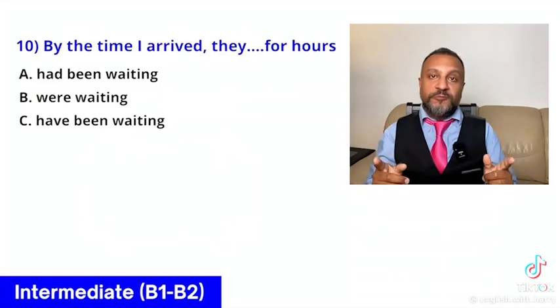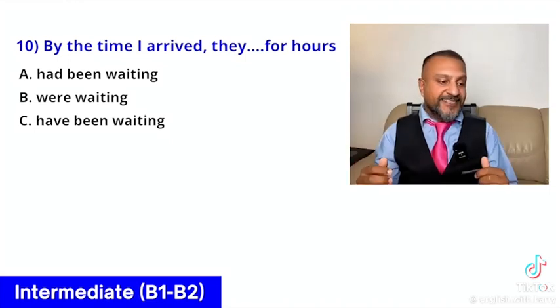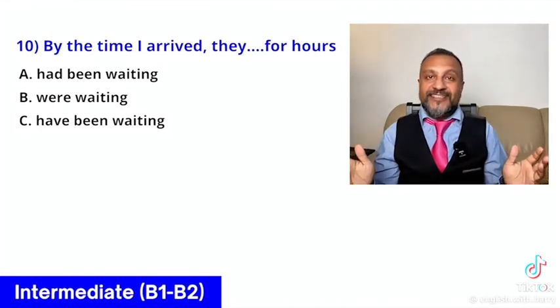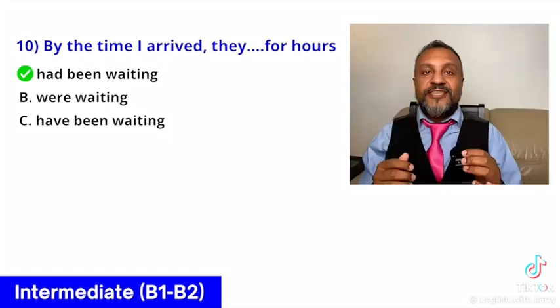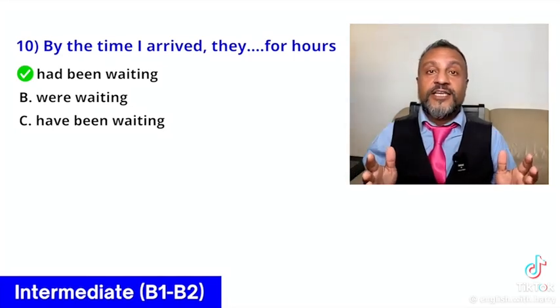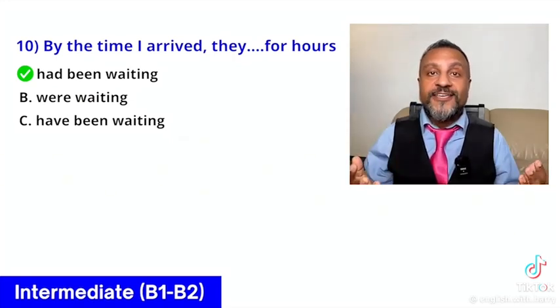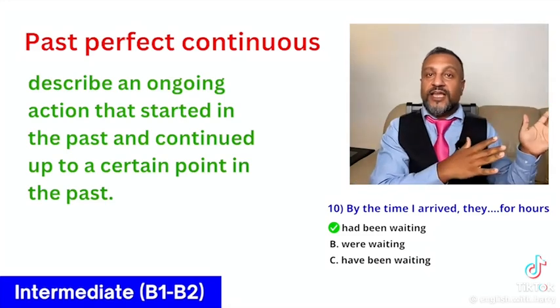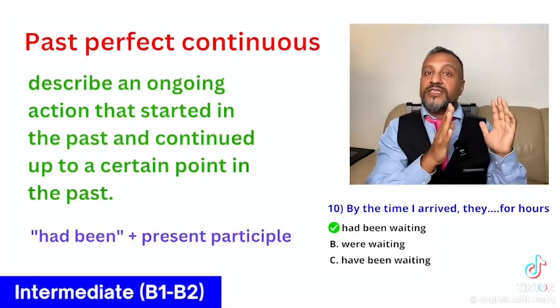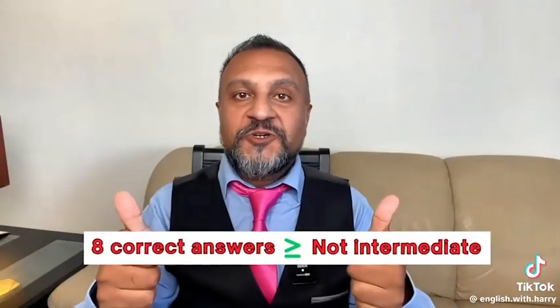Choose the correct option. By the time I arrived, they, for hours, had been waiting, were waiting, have been waiting. The correct answer is, by the time I arrived, they had been waiting for hours, but why? The past perfect continuous describes an action that started in the past and continued until a point still in the past. Brilliant job, well done.